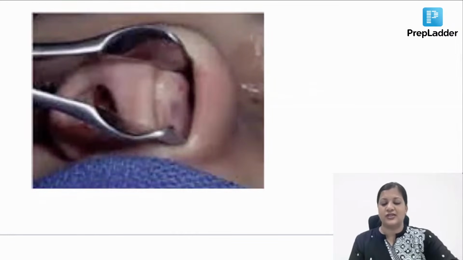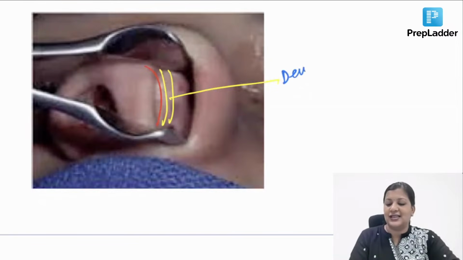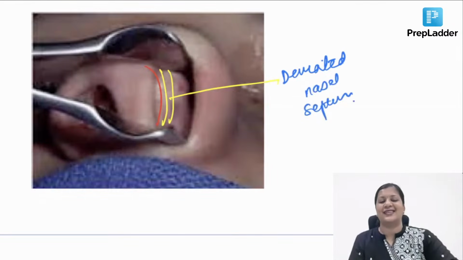What is it that you're seeing? This is a speculum examination showing to you that the bone in the midline is bent. What do you call this as? We call this as deviated nasal septum. Okay, so this is nothing but your deviated nasal septum.